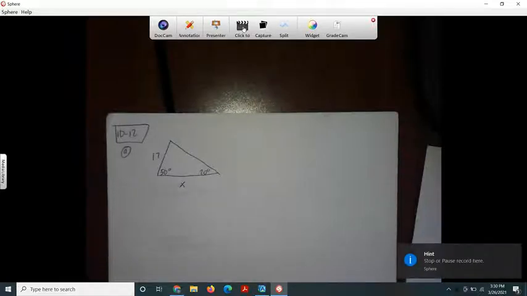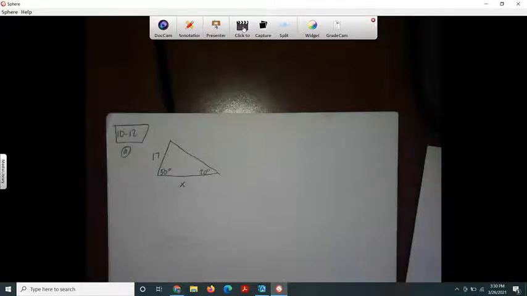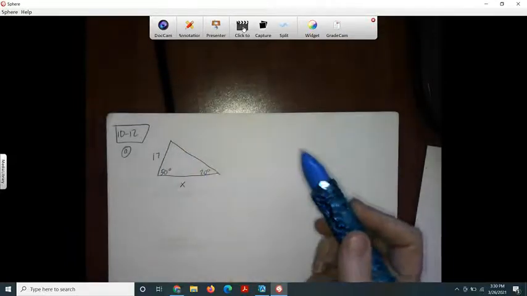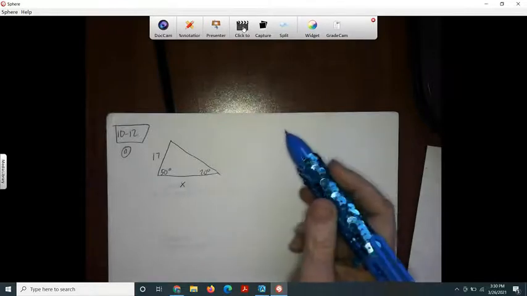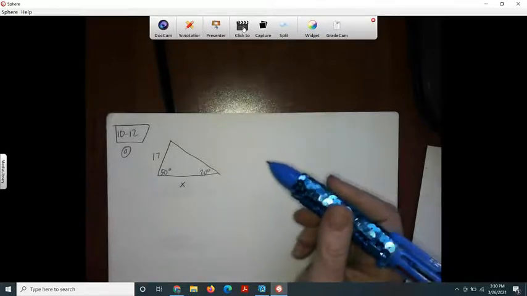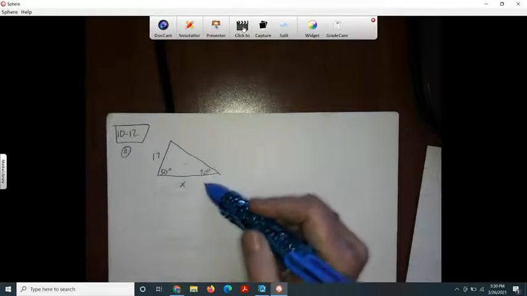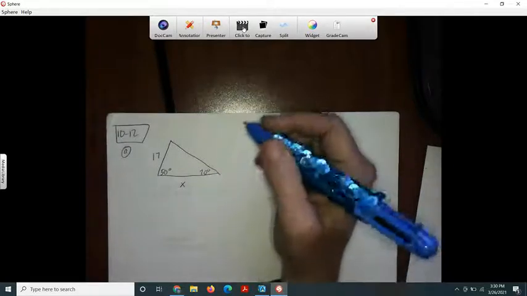Integrated 3, it's problem 10-12. It just wants you to solve for x in this triangle. So you see that it is not a right triangle, so you cannot use your SOHCAHTOAs, but you could use law of sines or law of cosines. Law of sines to me is easier.